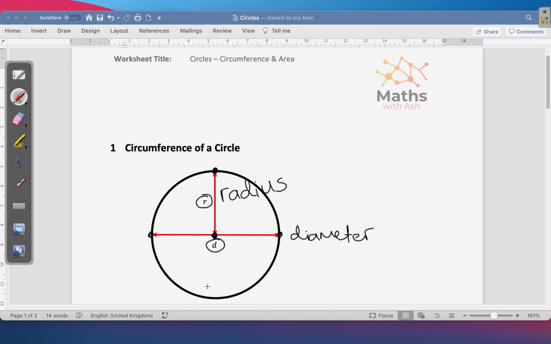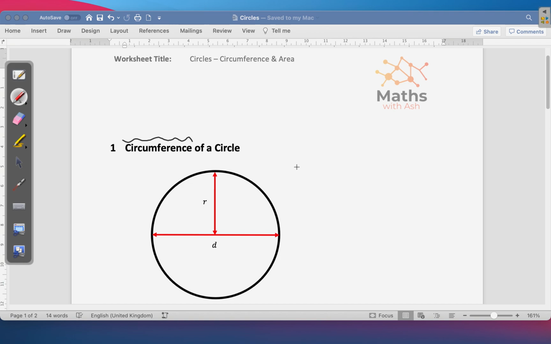Okay, so the circumference of a circle is the distance from one point on the circle. So let's say we start on this point and we walk all the way around the circle and go back to where we started. That distance that we've travelled is called the circumference. Now what we can do to work out this circumference is use the radius and diameter to work out what distance that is. Now we can use the radius or the diameter.